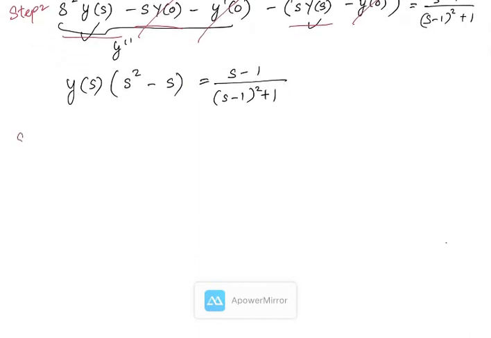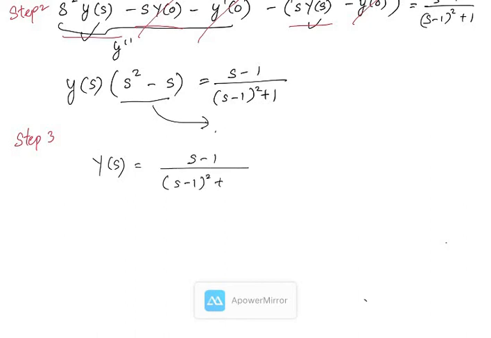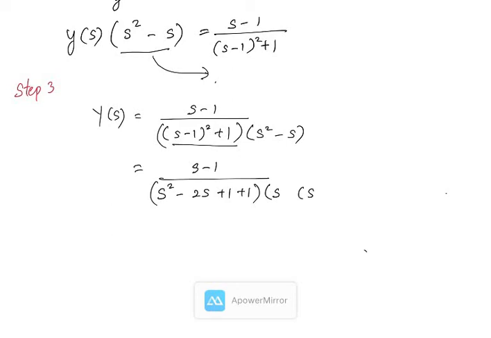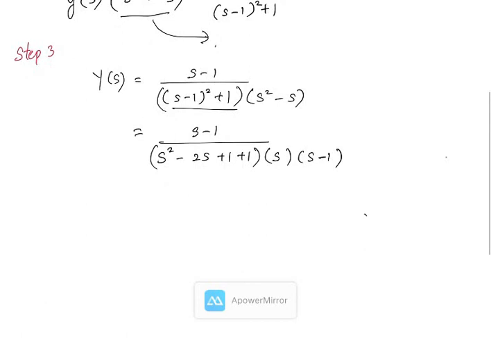Next, let's look at step 3. We move the s squared minus s to the right hand side. So Y(s) is equal to s minus 1 divided by s minus 1 squared plus 1, and then multiply with s squared minus s. Multiplying this part, we have s squared minus 2s plus 1 plus 1. Then we factor out the s squared minus s, we get s and s minus 1. So we can cancel out this one, and we are left with 1 over s squared minus 2s plus 2, multiplied with s. So this is step 3.